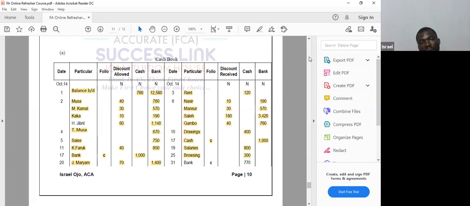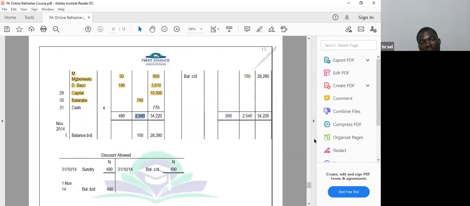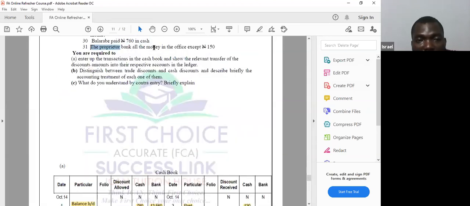120 plus 400 plus 800 plus 300, 1,620. 2,540 minus 1,620 is 920, minus 150, that gives us 770. Let's look at the last part together so we understand it. Now, if you look at this, they say the perpetual bank banked all the money in the office except 150 naira. So it means that our balance carried down will be 150.